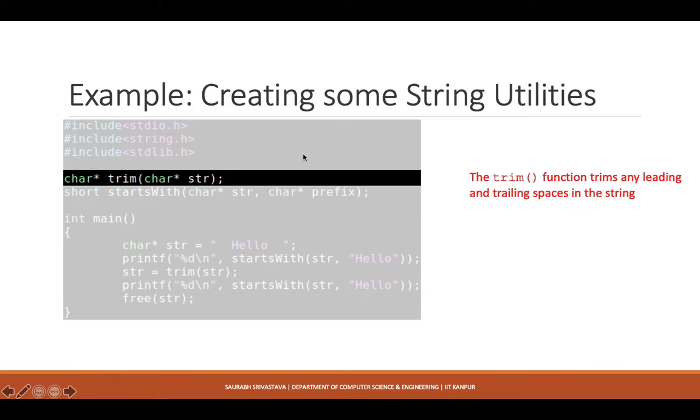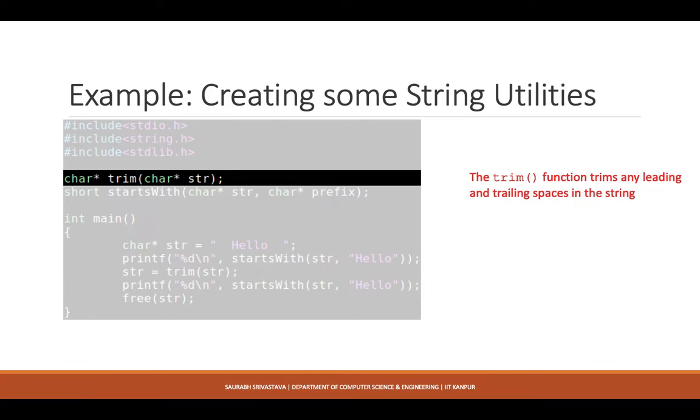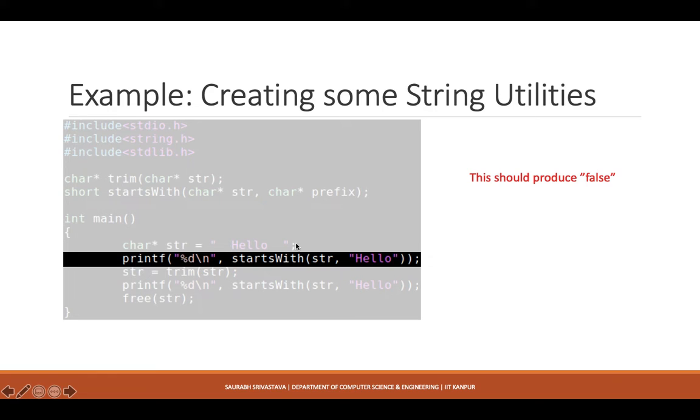In fact, I should show you like this. So in the declaration you can see that in trim I require the string to be passed, and in starts with I require the string as well as the prefix that I want to check. So this is how the declaration for the two methods are. And let us say we start with a string like this where there are some leading and trailing spaces. If we try to see if this particular string starts with hello, certainly this is going to produce false, because there is some leading and trailing space. And the way we created this starts with function, it is going to return a 0 here.